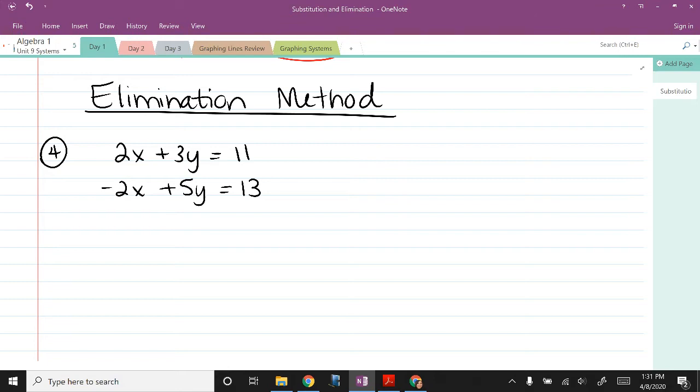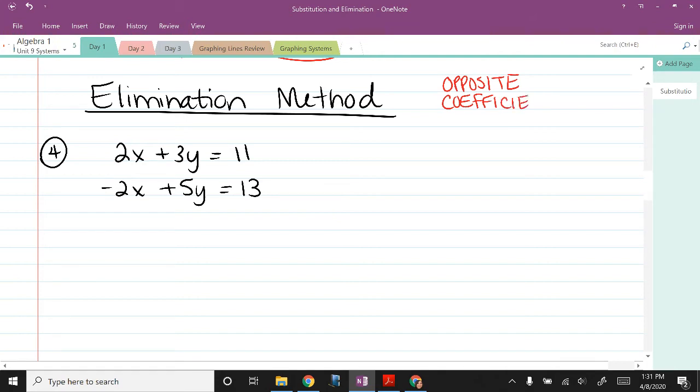And if that is the case, like number 4 is, then we are ready to eliminate. Now, to eliminate in a system of equations, you're looking for opposite coefficients. Make sure I spell it right. Now, we know a coefficient is the number that goes with the variable. So we want the coefficients to be on the same variable, so either the x coefficients or the y coefficients, and we want them to be the same number but opposite signs, like a +5 and a -5, or a -13 and a +13.